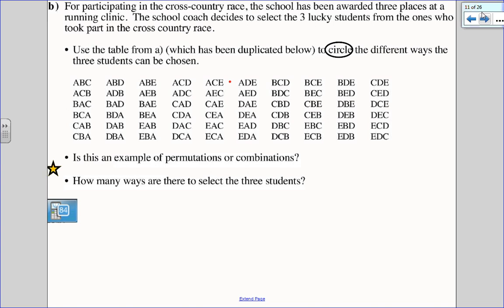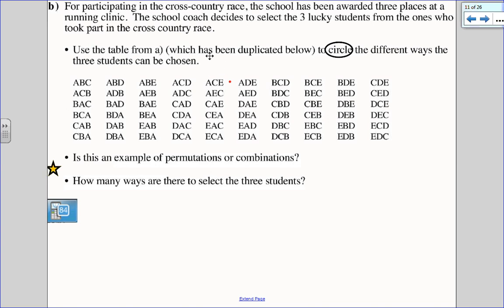Now let's say instead of awarding first, second, and third place, I say, okay, I'm going to just choose 3 students from people that took part in my cross-country race. So I have all of the different ways that they could finish first, second, and third, but I'm just going to select 3 people. Doesn't matter who was first, second, third, fourth, or fifth. I just want to select 3 different people.